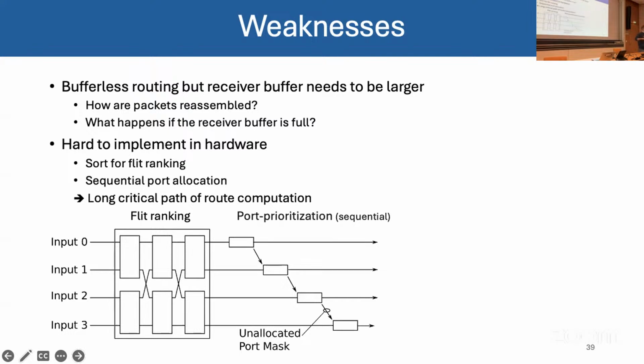Then I've said that the complexity goes down, but actually it's quite hard to implement the routers in hardware because there's a long critical path for route computation. When we do the arbitration, first we have to sort the flits, so that's already expensive. And then we have to allocate the ports in a sequential manner. With that, the critical path becomes so long that it's really hard to implement. So that is a bottleneck, and the performance has to basically go down because of this.